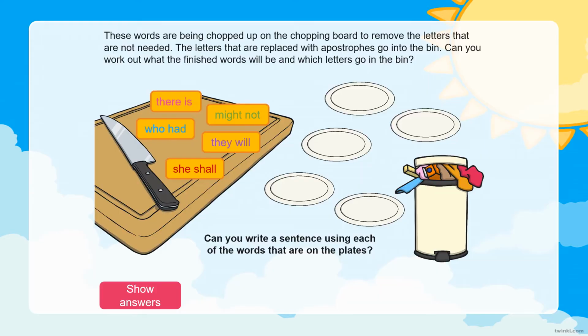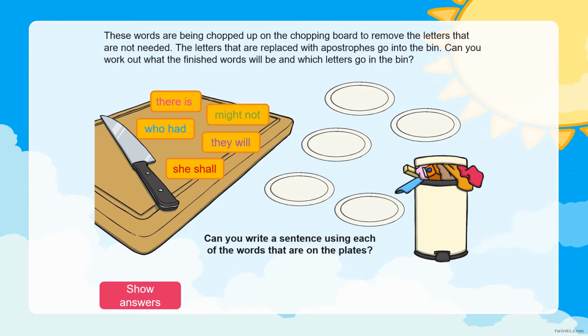So we've got some words here on the chopping board. These words are going to be chopped up and some letters will be removed and put in the bin. And where those letters have been removed, we will need an apostrophe to go in. What I want you to think about is, for each of these examples, there are 5 there, what will the finished word look like.